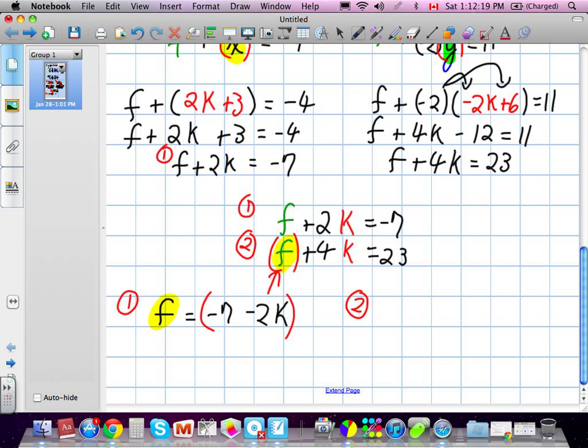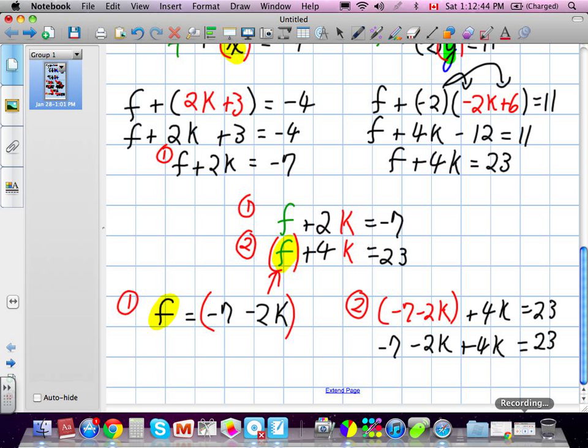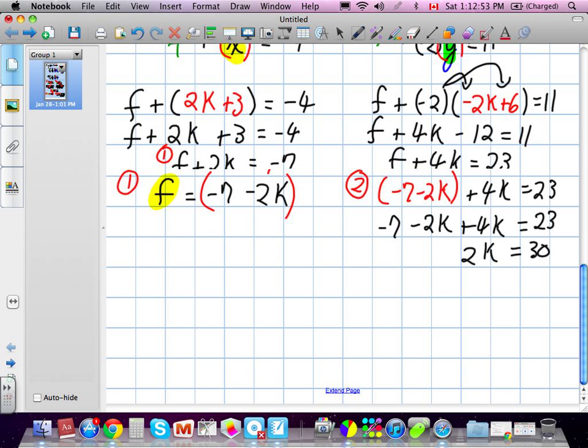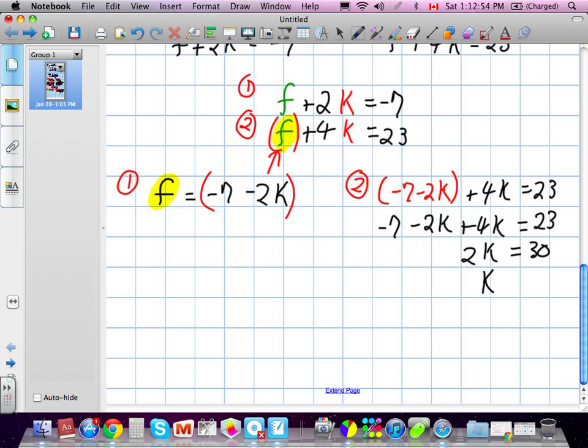Okay. Now what I have is a value for just f, and I can plug that into the other equation. So we're going to plug this value into our second equation. So what we'll have is negative 7 minus 2k plus 4k equals 23. Is this making sense? Yeah. A lot of substitution in this question because there's so much they've asked. Now we start to simplify. Negative 7 minus 2k plus 4k equals 23. Okay. Yeah. Combine like terms, we get 2k, and when I bring the 7 over, it becomes 30.